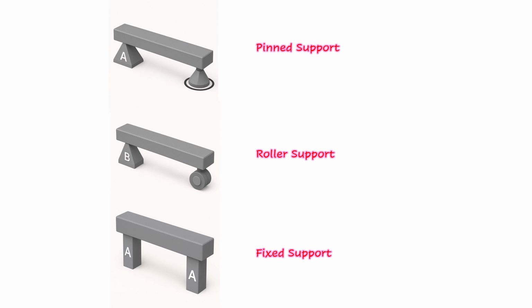Pin support allows rotation, hence, it has only reaction forces, which are horizontal reaction and vertical reaction. Roller support allows rotation, as well as horizontal movement, hence, roller support has only one, vertical reaction. Fixed support does not allow any rotation or movement, hence, it has horizontal reaction, vertical reaction, and moment reaction.